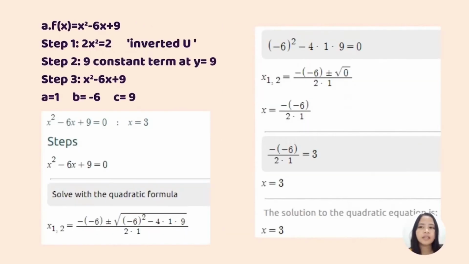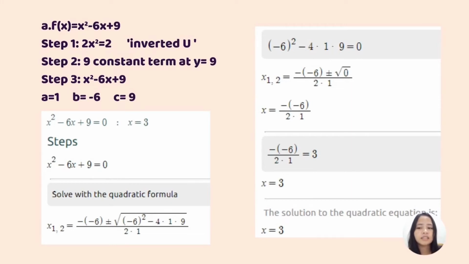Another example, f(x) equal to x squared minus 6x plus 9. So step 1, the coefficient of x squared is equal to 1, so it is a U shape. Step 2, 9 is the constant, so the y-intercept is (0, 9). Step 3, x squared minus 6x plus 9, a is equal to 1, b is equal to negative 6, and c is equal to 9. So x equals 6 plus and minus the square root of negative 6 squared minus 4 times 1 times 9, over 2 times 1. So it is equal to 6 plus and minus the square root of 36 minus 36 over 2, so it is equal to 6 over 2, or 3.